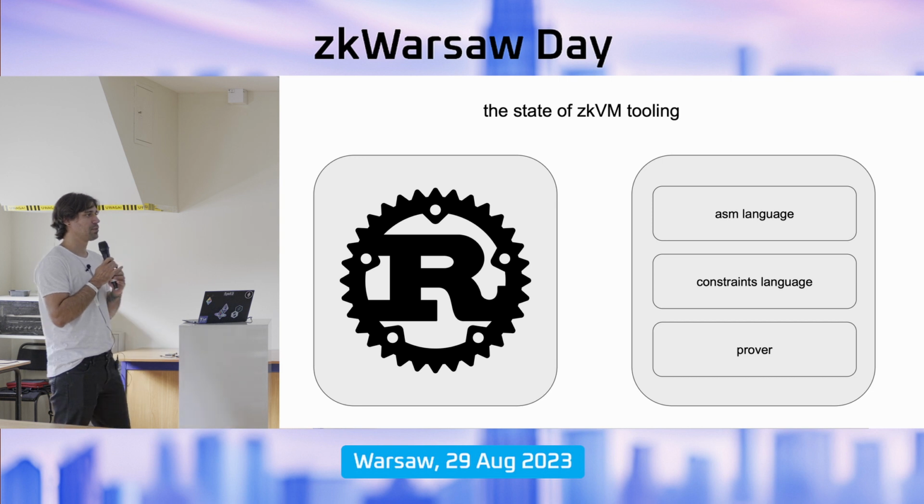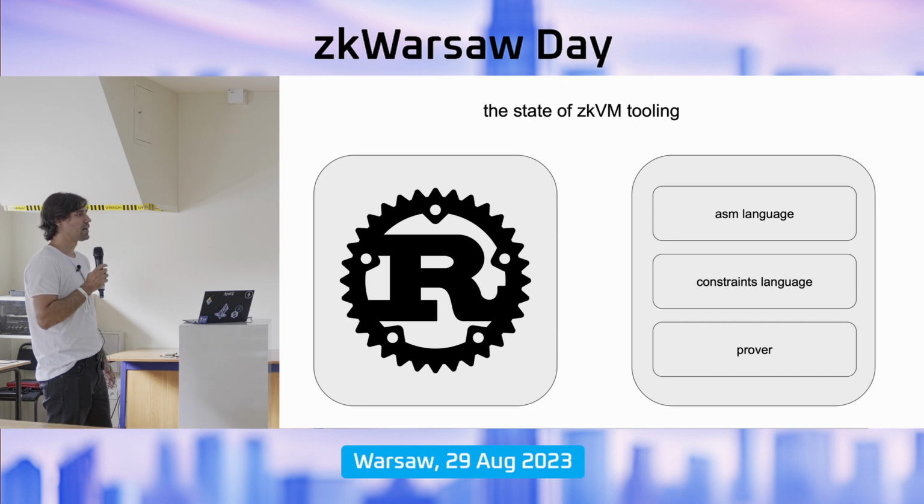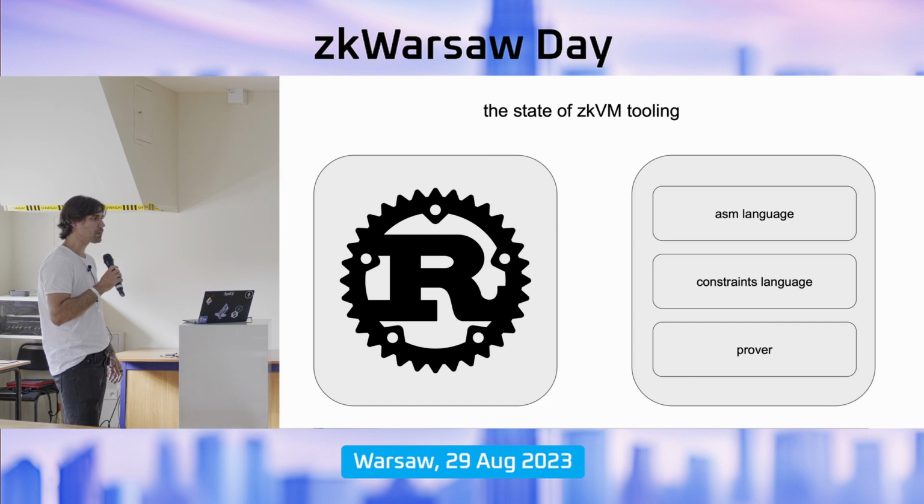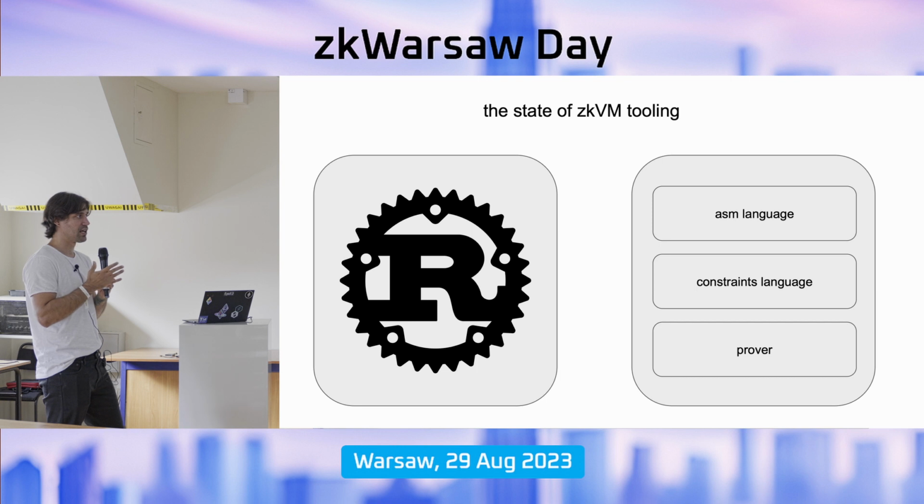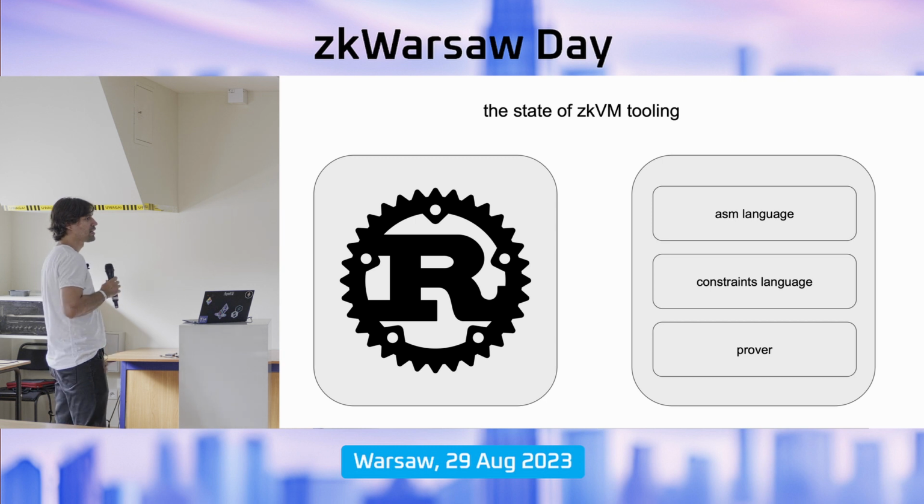And the other camp being more language-based teams, where you would see, for example, Polygon zkVM or Polygon Miden, where you'll have a constraints language, which in this example would be PIL, and then you have an assembly language on top, which defines a lot of the instructions from the EVM, for example, in the case of the Polygon zkVM, and then you have a prover underneath that.